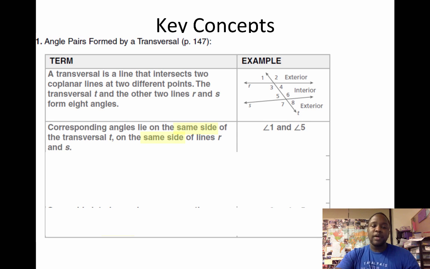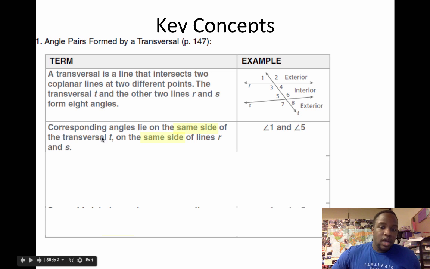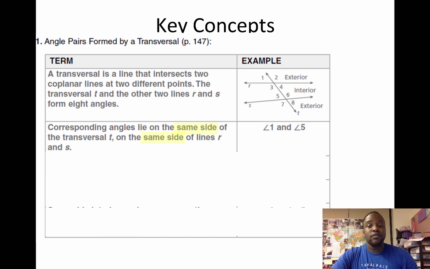So the next one is corresponding angles. Corresponding angles are on the same side of the transversal, in this case either the left side or the right side, and on the same side of their respective lines, like R and S. For example, 1 and 5 are corresponding angles because they are on the left side of the transversal and above their respective lines. 4 and 8 are another pair of corresponding angles because they're on the right side and below their line.